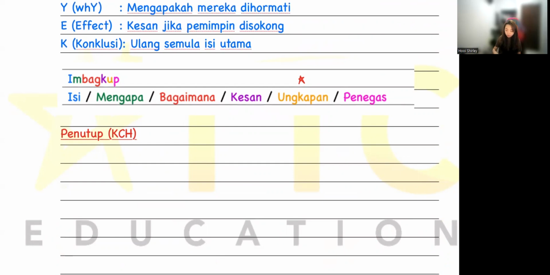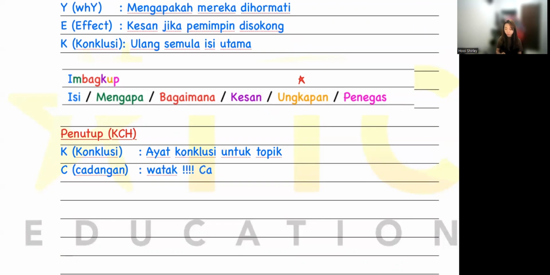So for this one, the first K is the conclusive. Conclusive for the entire topic. Ayat conclusive untuk topik. And then the C is cadangan. Cadangan means suggestions. Why are you giving suggestions? Because you hope that it would improve, become better. So for this cadangan, you will need a watak, and also cara, what the watak needs to do.